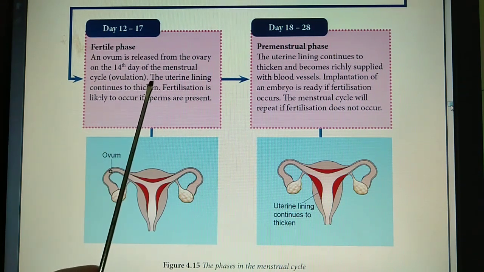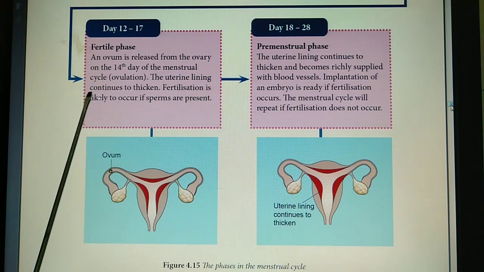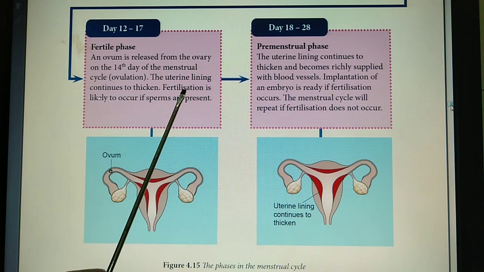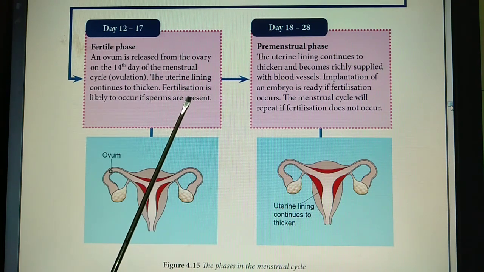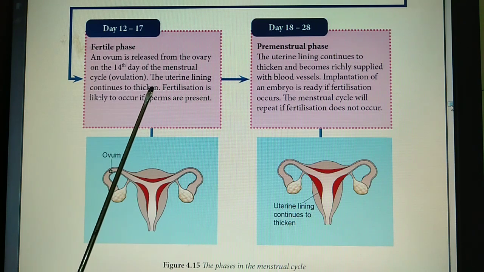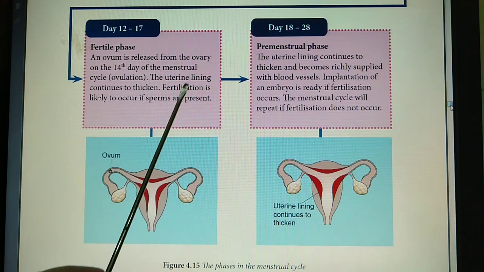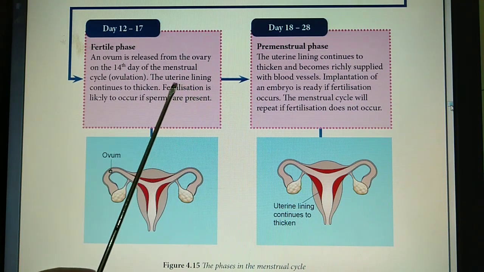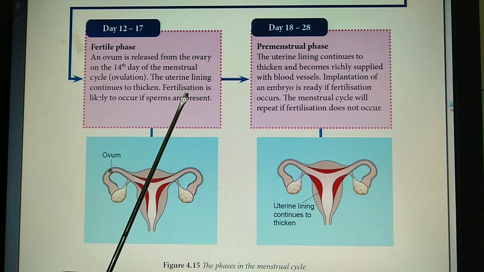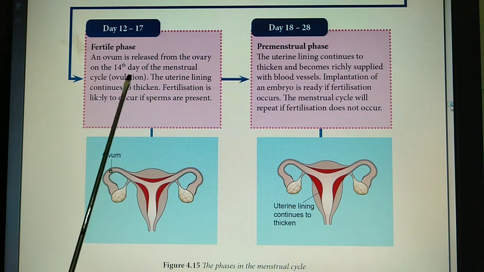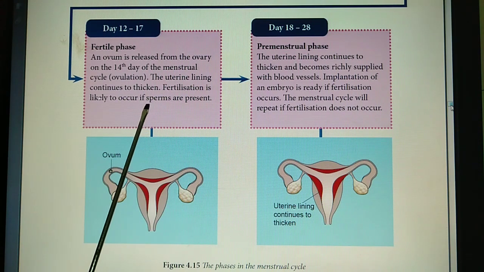So at the same time, the uterine lining continues to thicken, and if there is sperm, fertilization will likely occur. During this phase, which is a very important phase in which fertilization will occur, when a woman has fertilization occur, it means that after this the woman will have a next process toward having a baby.